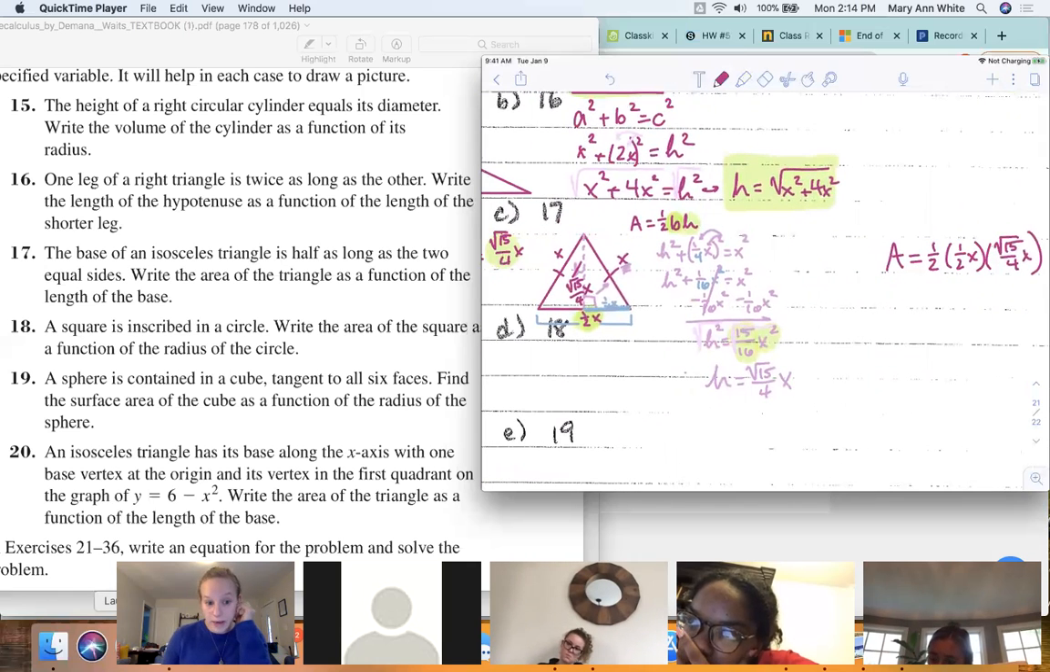I just got to multiply everything together now. 1 times 1 times root 15 leaves me with a root 15 on top. 2 times 2 times 4 leaves me with a 16 in the denominator. And X times X gives me X squared. So area equals root 15 over 16 x squared.